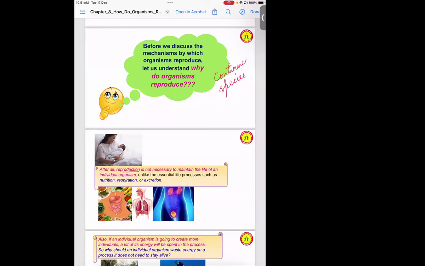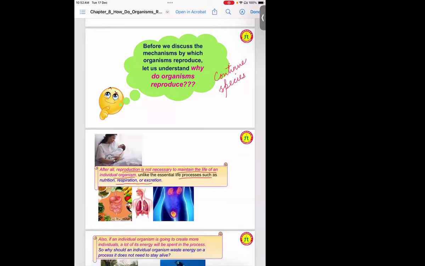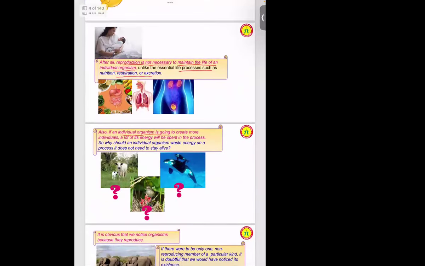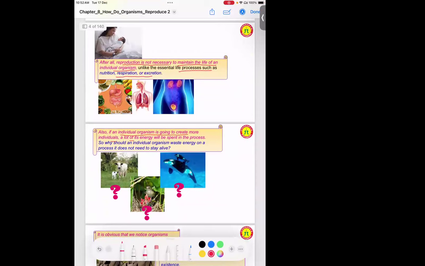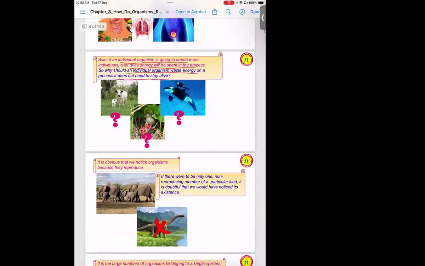After all, reproduction is not necessary to maintain the life of an individual, right? It is not important that each and every individual has to undergo reproduction, but definitely the other processes like nutrition, respiration, excretion are very important. Also, if an individual organism is going to create more individuals, a lot of its energy will be spent in the process, and that is why an individual organism wastes energy on a process it does not need to stay alive. So sometimes we carry out processes which are not important and we just spend the energy.